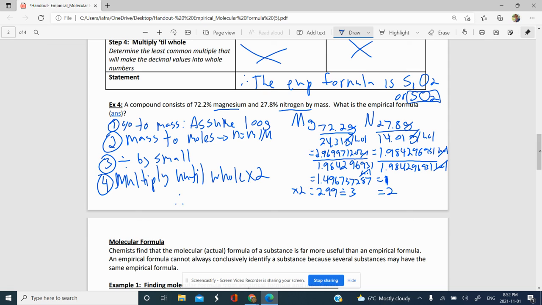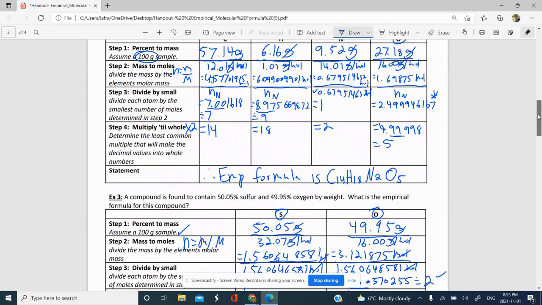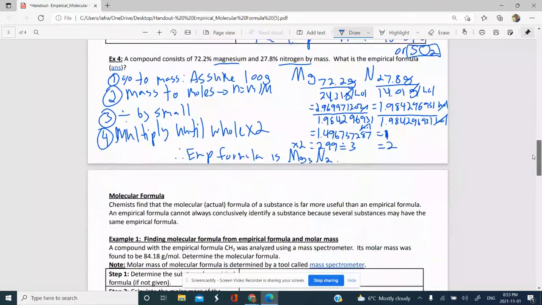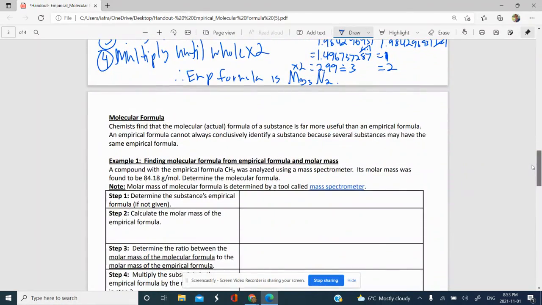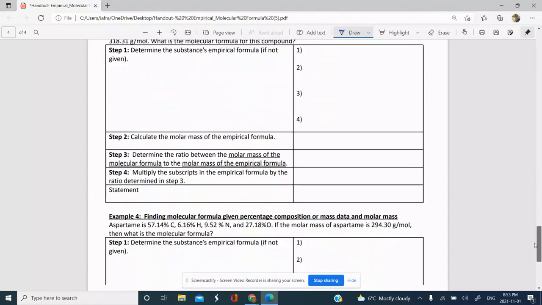And so therefore, the empirical formula is Mg3N2. And that's our empirical formula. So in this lesson, we simply finished some examples for empirical formulas. In the next video, we're going to take a look at molecular formulas and do a few examples with those.